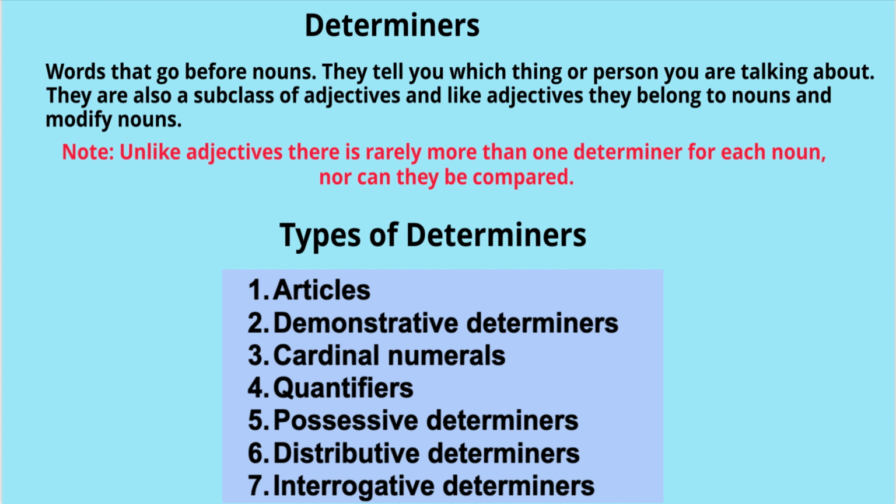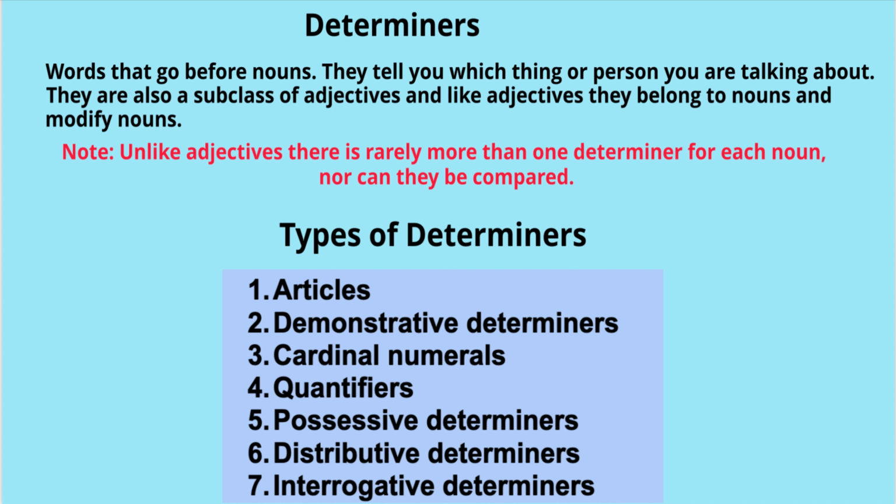They are also a subclass of adjectives, and like adjectives, they belong to nouns and modify nouns. Note, unlike adjectives, there is rarely more than one determiner for each noun, nor can they be compared. So that means you'll have one determiner for a noun and they cannot be compared. But you can have more than one adjective for a noun. So that is the difference. And I'll tell you how to identify an adjective and a determiner in the later part of this video.